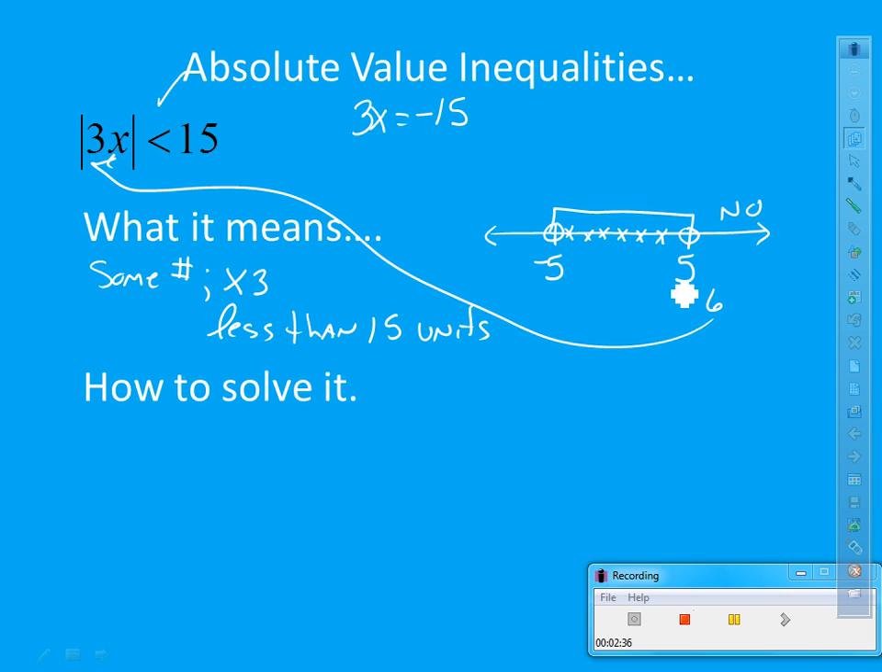To review interval notation and writing things as an inequality, in interval notation, it's going to look like this. Parenthesis, because I'm not including it, negative 5, comma 5. As an inequality, it's going to look like this. Negative 5 is less than x, which is less than 5. Remember, we have to read from the variable. X is greater than negative 5 and less than 5. So that's my first example.